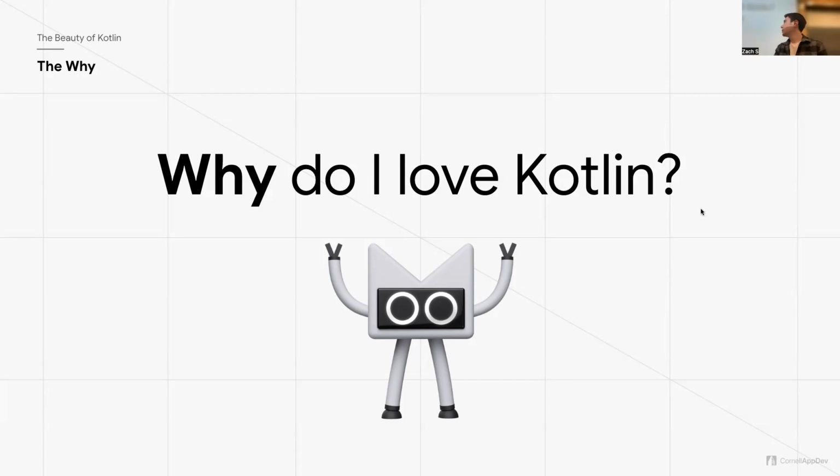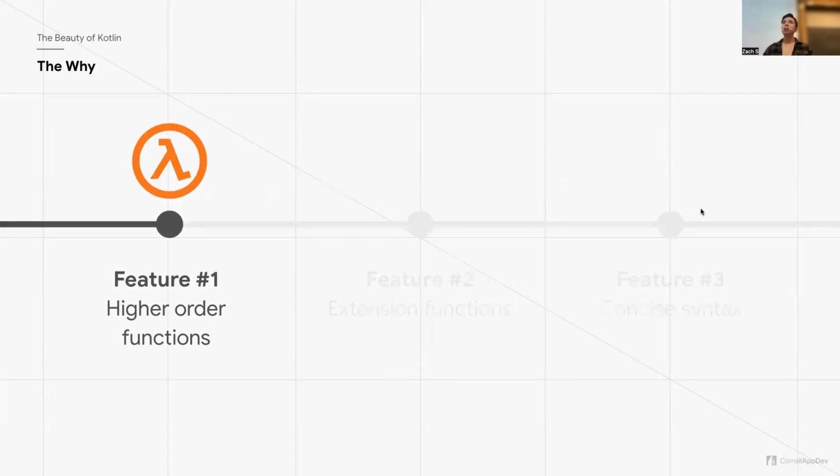But yeah, let's get into what makes Kotlin so special. So there are three main features that make it a really powerful language. The first feature is higher order function support, right? That ability to pass functions as arguments to other functions. And there are functional programming languages which allow you to do this, but the special thing about Kotlin is that it's both object oriented and functional, which just makes it really powerful.